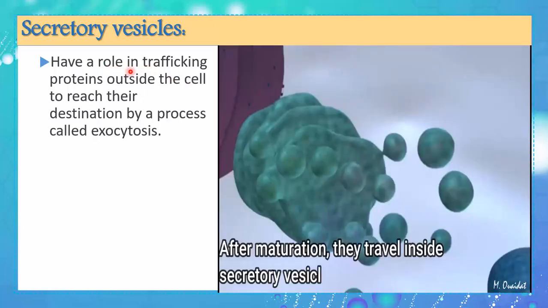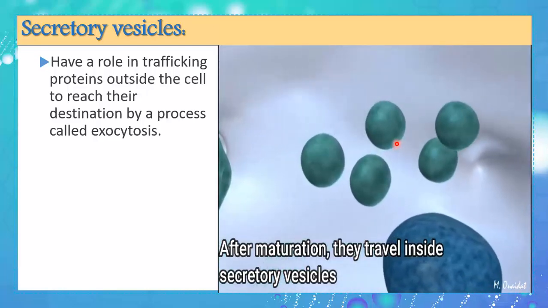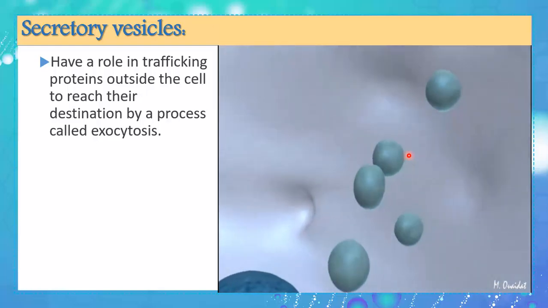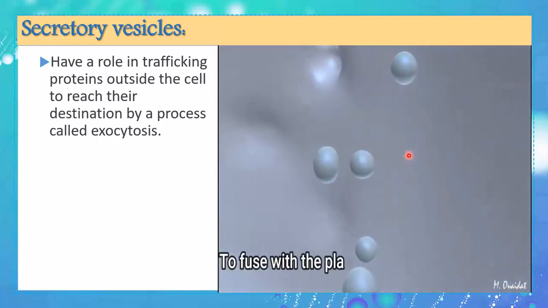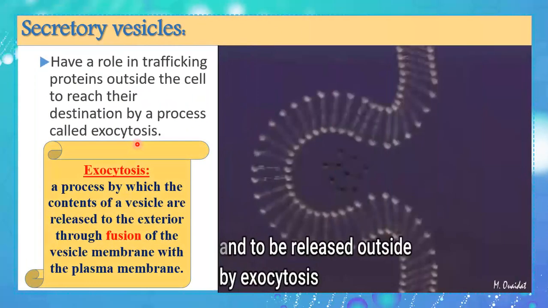Concerning the first role of the vesicles in trafficking proteins, you can see that secretory vesicles are holding proteins from the Golgi complex throughout the cell. So trafficking means movement of proteins in the cell with the help of vesicles. Now, what is exocytosis? By definition, exocytosis is a process by which the contents of a vesicle, in this case proteins, are being released from the intracellular medium to the extracellular medium through fusion of the vesicle membrane with the plasma membrane.